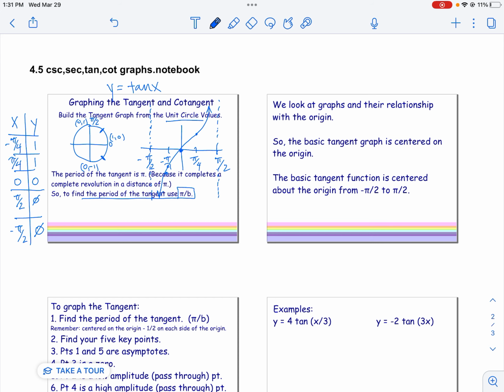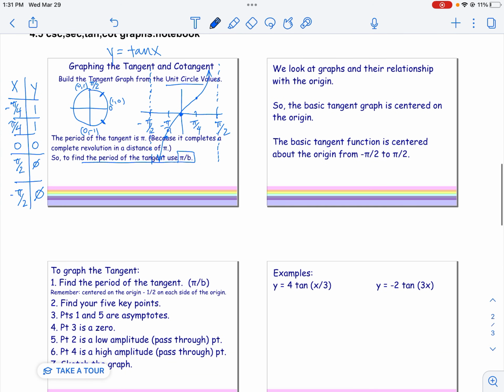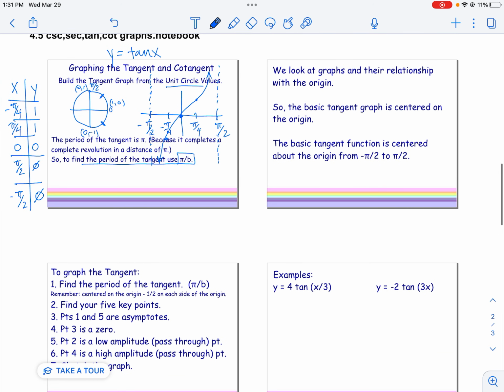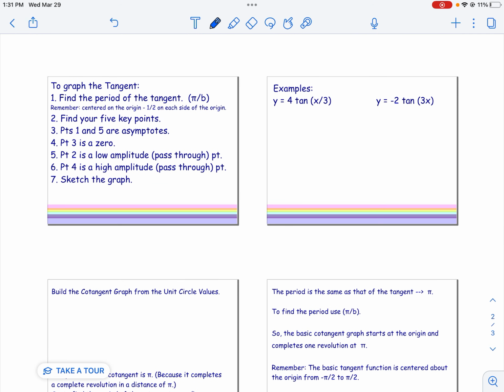Okay, so we're going to look at the graphs and their relationship to the origin. The basic tangent function is centered on the origin, and it goes from negative pi over 2 to pi over 2. That'll be true, at least the centered part, for tangent. Tangent is very symmetrical, so we're going to start at the origin and then graph it, unless it's been moved left or right, but we'll talk about that when we get to that. To graph tangent, you're going to first find the period, find your key points, figure out how the amplitude plays in, and then sketch your asymptotes and then your middle 3 points.